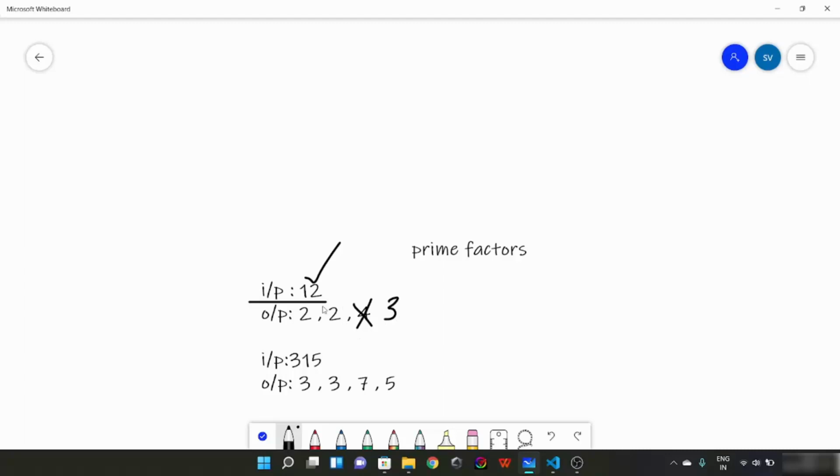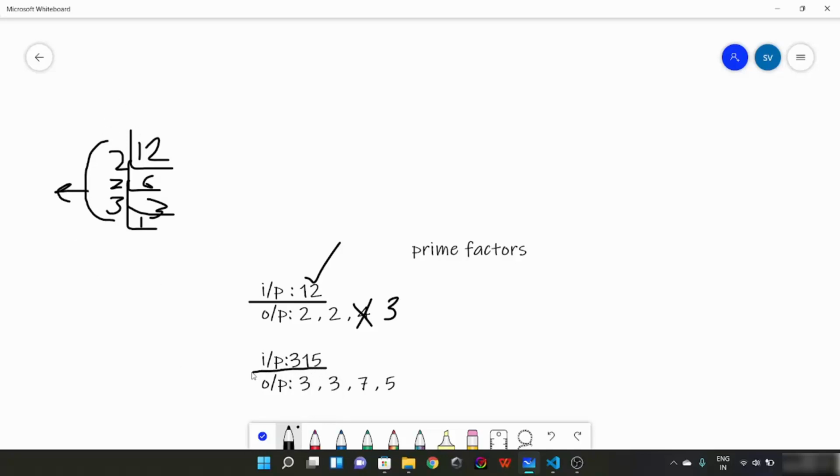So what would be the prime factors of this number? 2 is going to be a prime factor, 2 is again going to be a prime factor, and then 3 is going to be a prime factor. At elementary school level, what we used to do was divide the number to get 6, divide again to get 3, then divide 3 and we get 1. And this is the prime factorization of this number, right? And this is what we have to find.